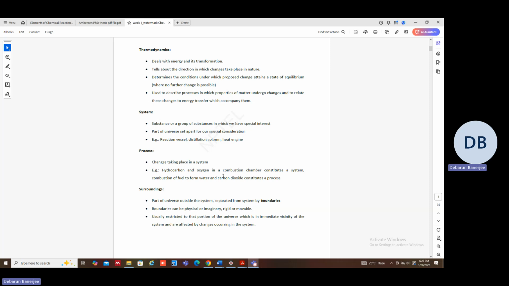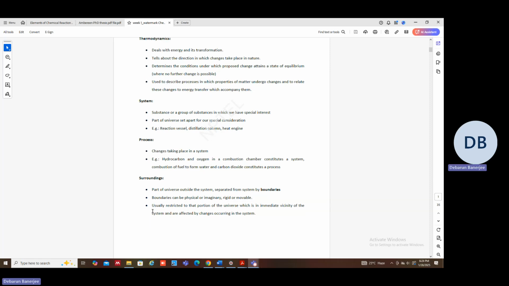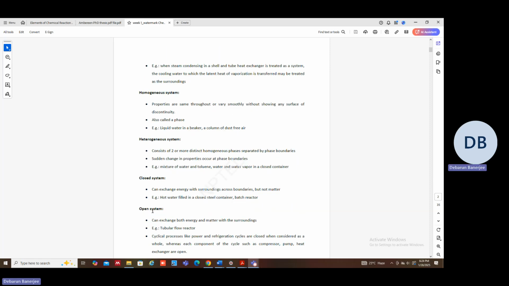Now, the part of the universe outside the system is the surroundings, separated from the system by the system boundaries. The differentiation of the system from the surroundings is done by the boundaries. These boundaries can be physical, imaginary, rigid, or movable. Based on that, we differentiate between a closed system and an open system.